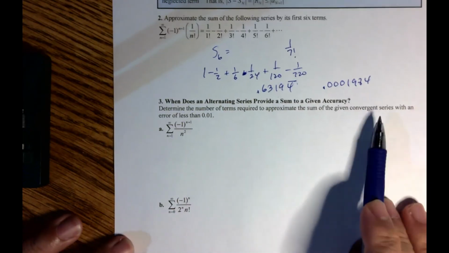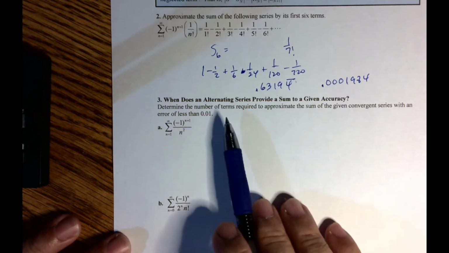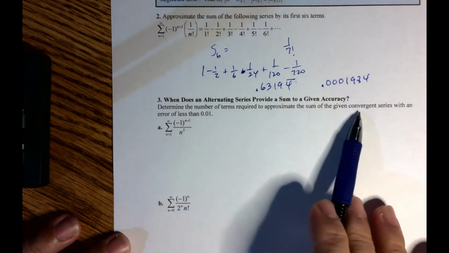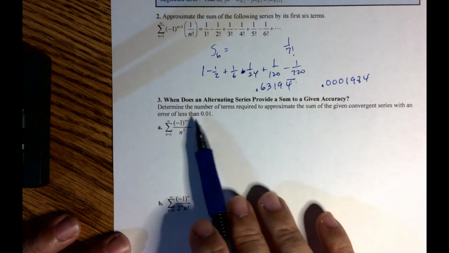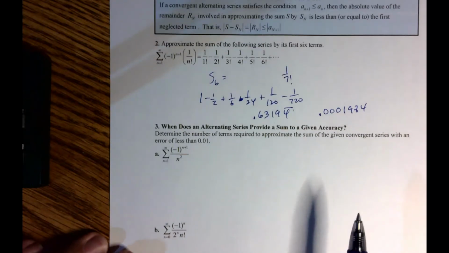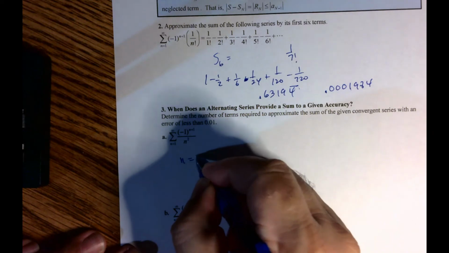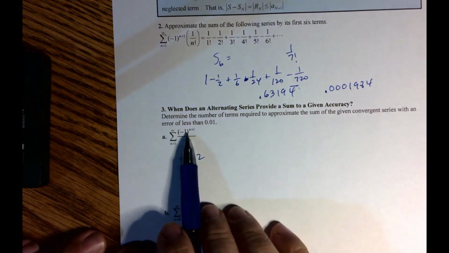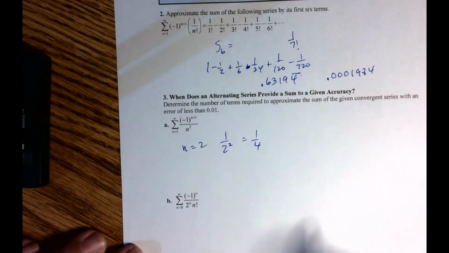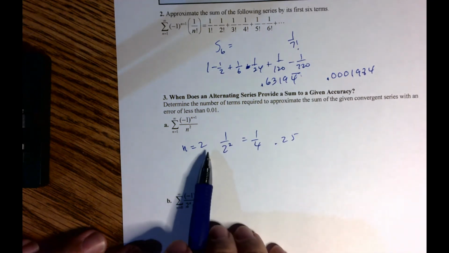So with this in mind, you can actually guess how far you need to go to get an error less than a specific value. So here, determine the number of terms required to approximate the sum of the given convergent series with an error of less than 0.01. All you've got to do is look at those terms. So let's say I try n equals 2. Remember, you're ignoring that negative business. So it's 1 over 2 squared, that's 1/4, 0.25. So one term is not enough. Notice I'm saying one term when I use n equals 2.